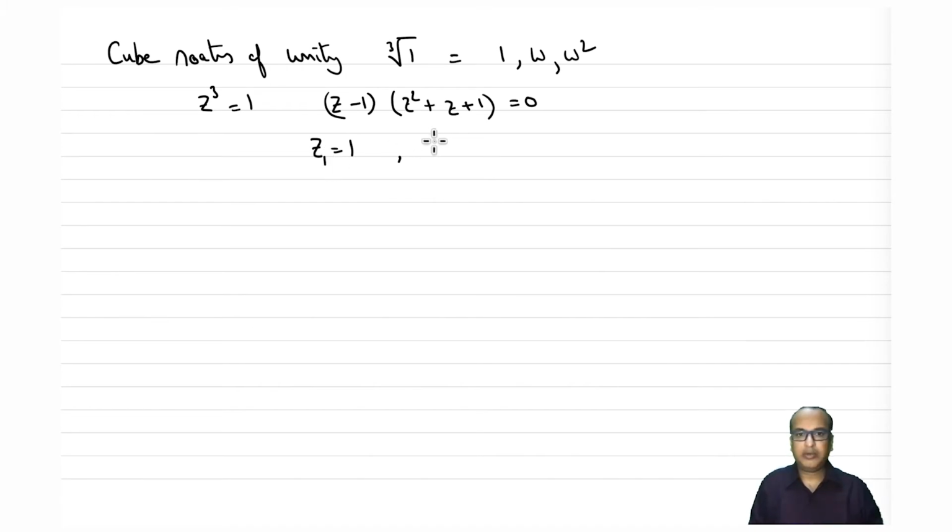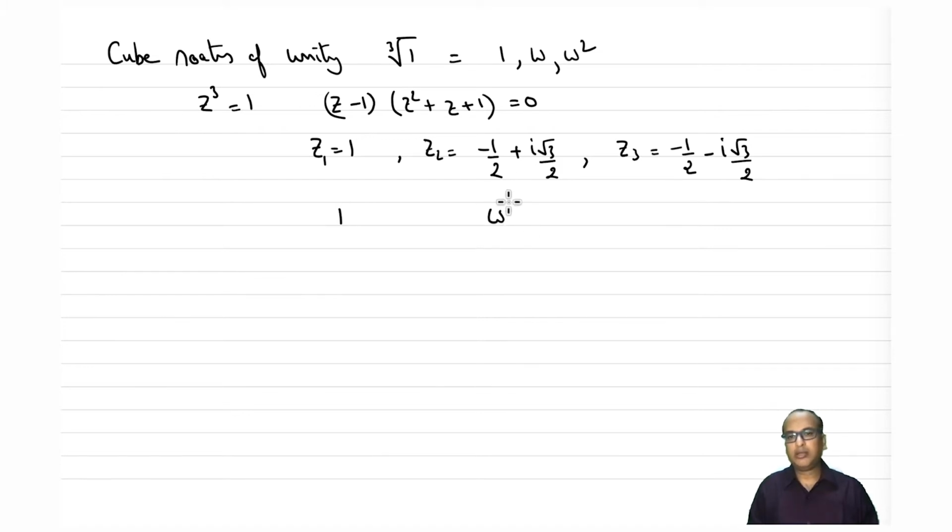The other two roots, z1, z2, will be equal to minus half plus i root 3 by 2. This is the quadratic equation, so you can solve it, and this is imaginary. So z3 is minus half minus i root 3 by 2. Now you can call this 1, this omega, and this omega square. That's why I write 1, omega, omega square.